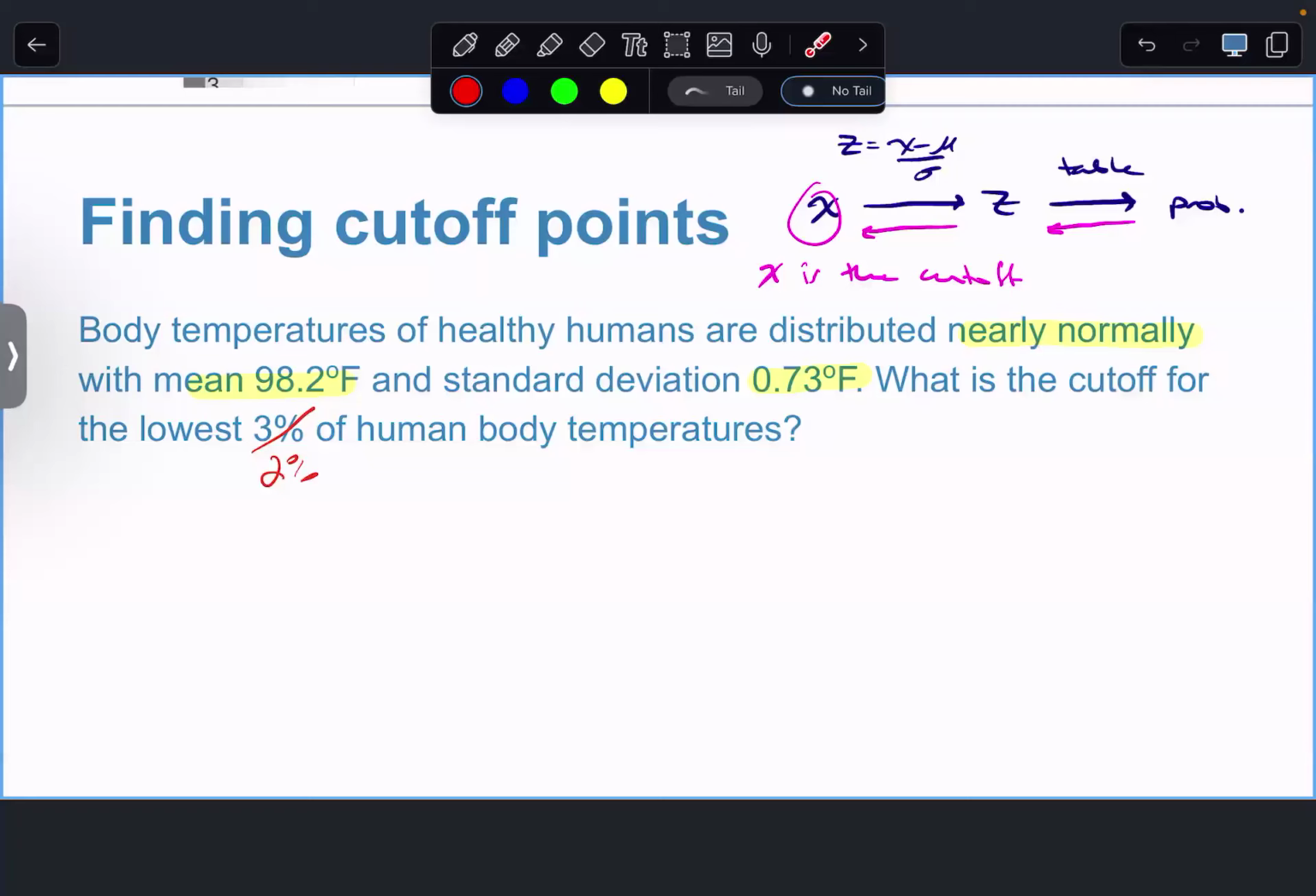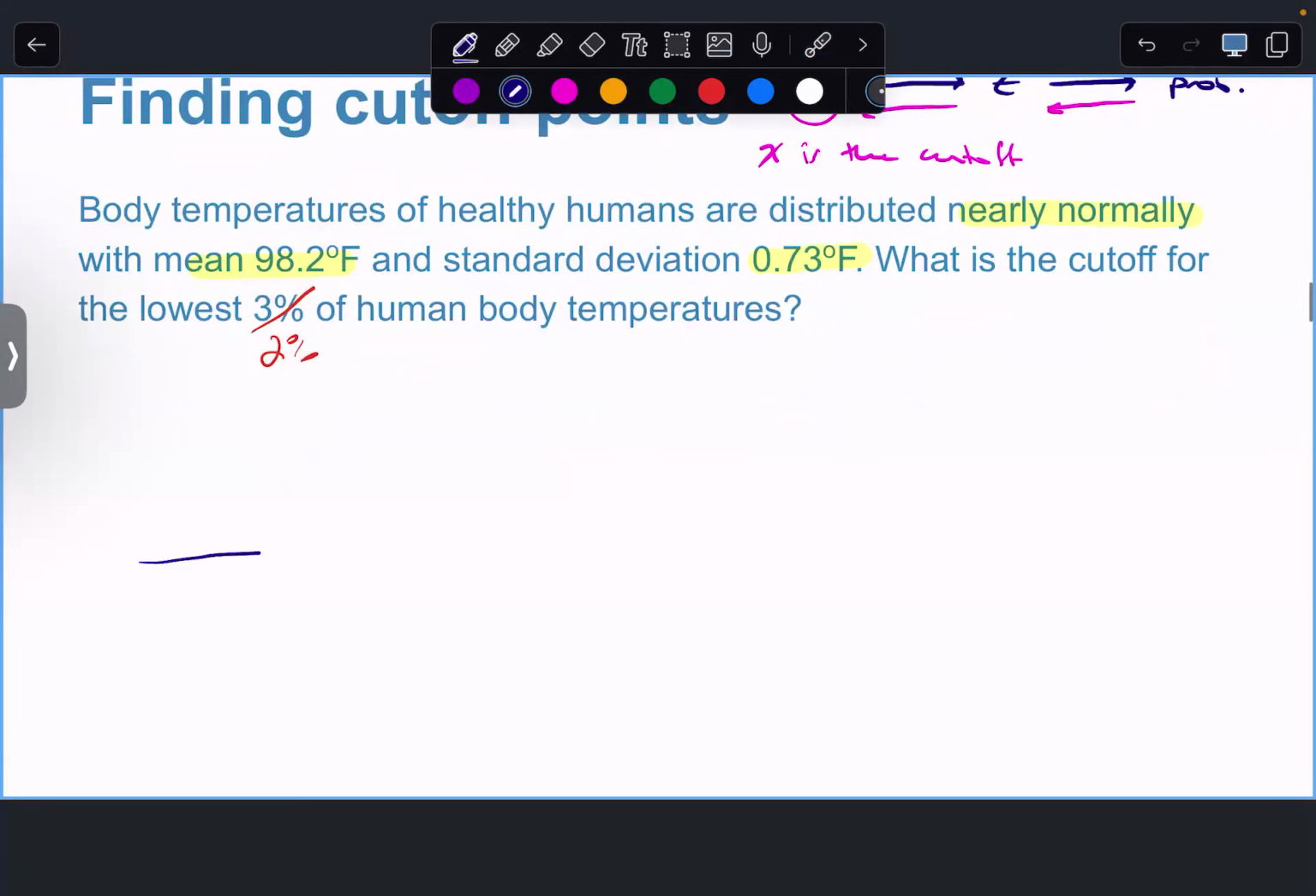Seeing these three things, nearly normal or something normally distributed with a mean and a standard deviation, that sets you on the right path to say, okay, this is a Z-score type question, we'll call it. And so now, the first thing I'm going to do is map this out.